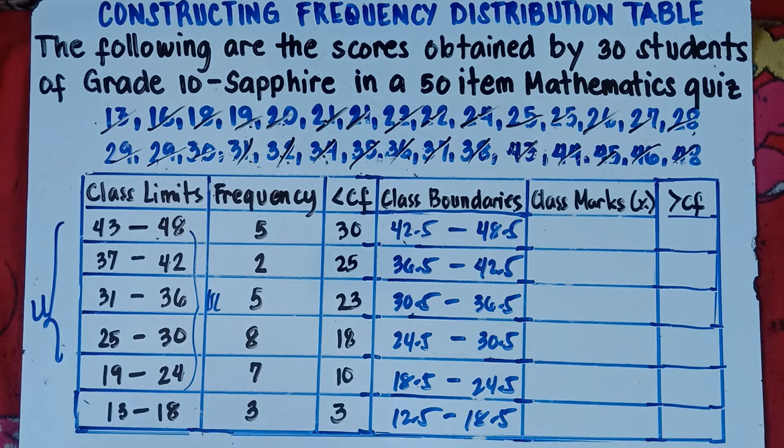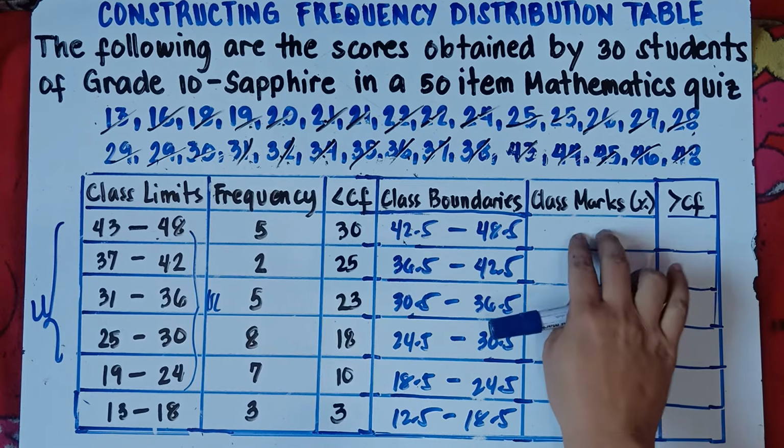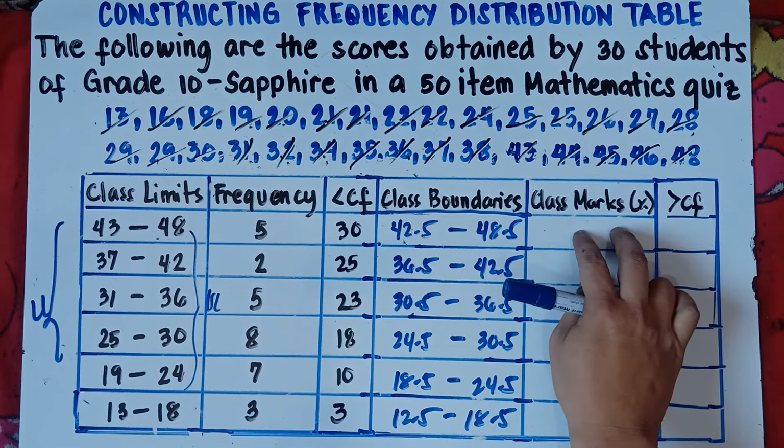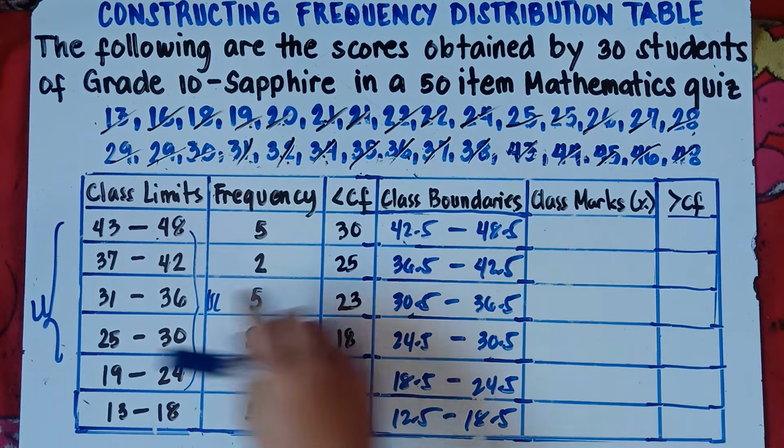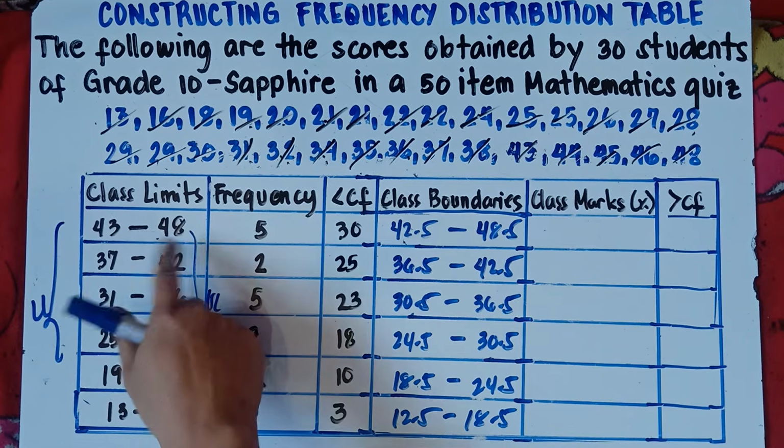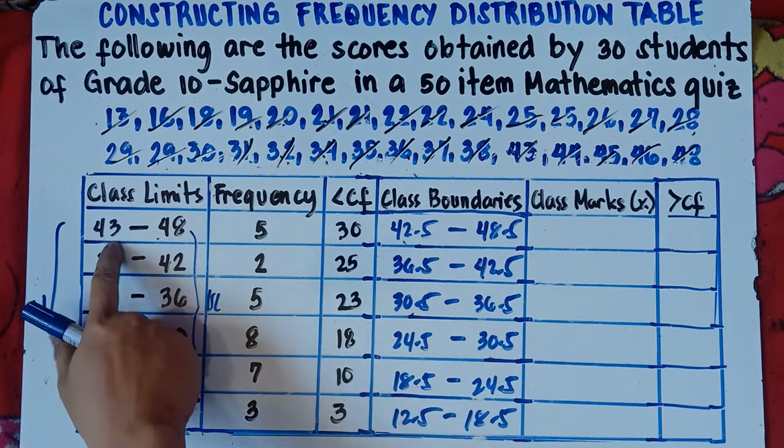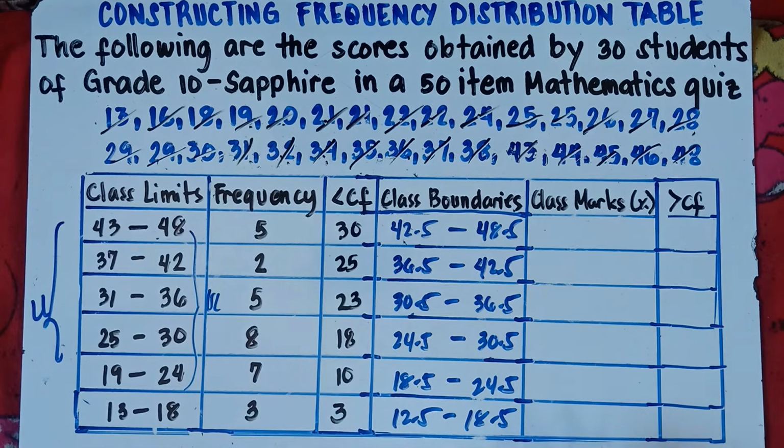For the class boundaries, simply subtract 0.5 to the lower limits, then add 0.5 to the upper limits, and you're done with the class boundaries. Alright, let's proceed now in class marks. Now, class marks, it means midpoint. To get the midpoint, simply add lower limit and upper limit, then divide it by 2. 43 plus 48, then divide 2.